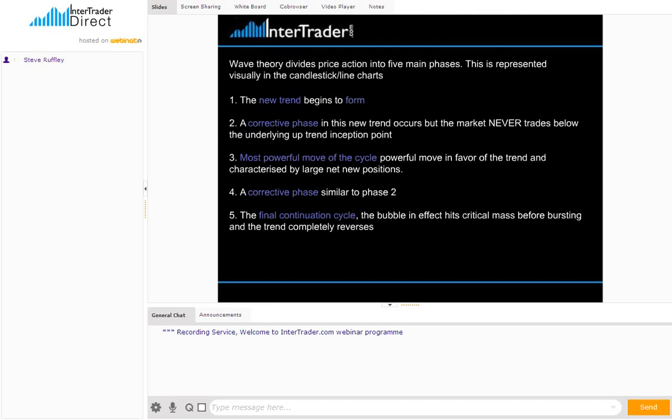So the first wave is the trend beginning to form. Then the second one is a corrective phase. Third is generally the most powerful move of the cycle, where we see the biggest move and potentially the biggest profits to be made. Then we see number 4, a corrective phase, very similar to the corrective phase of part 2 of the wave. And then the final is the kind of bubble effect, where we've hit critical mass before the trend actually bursts, and we have to naturally then retrace that movement.